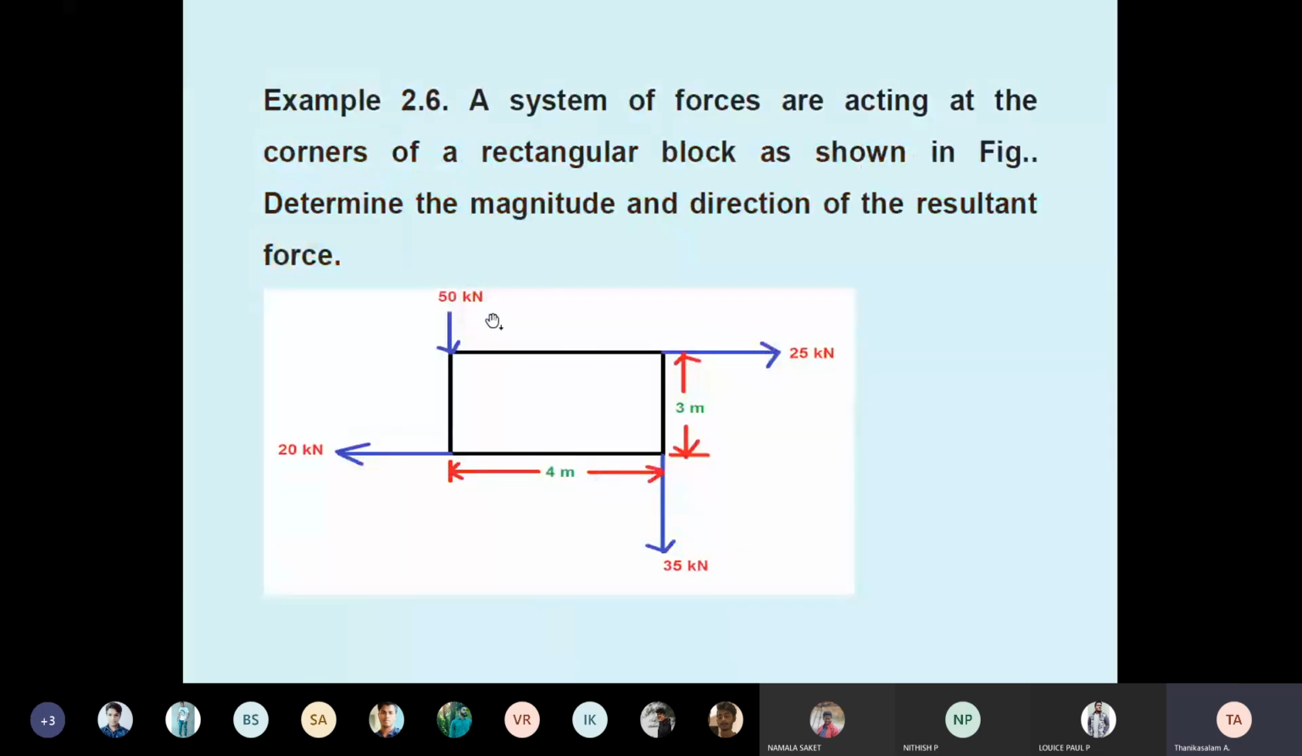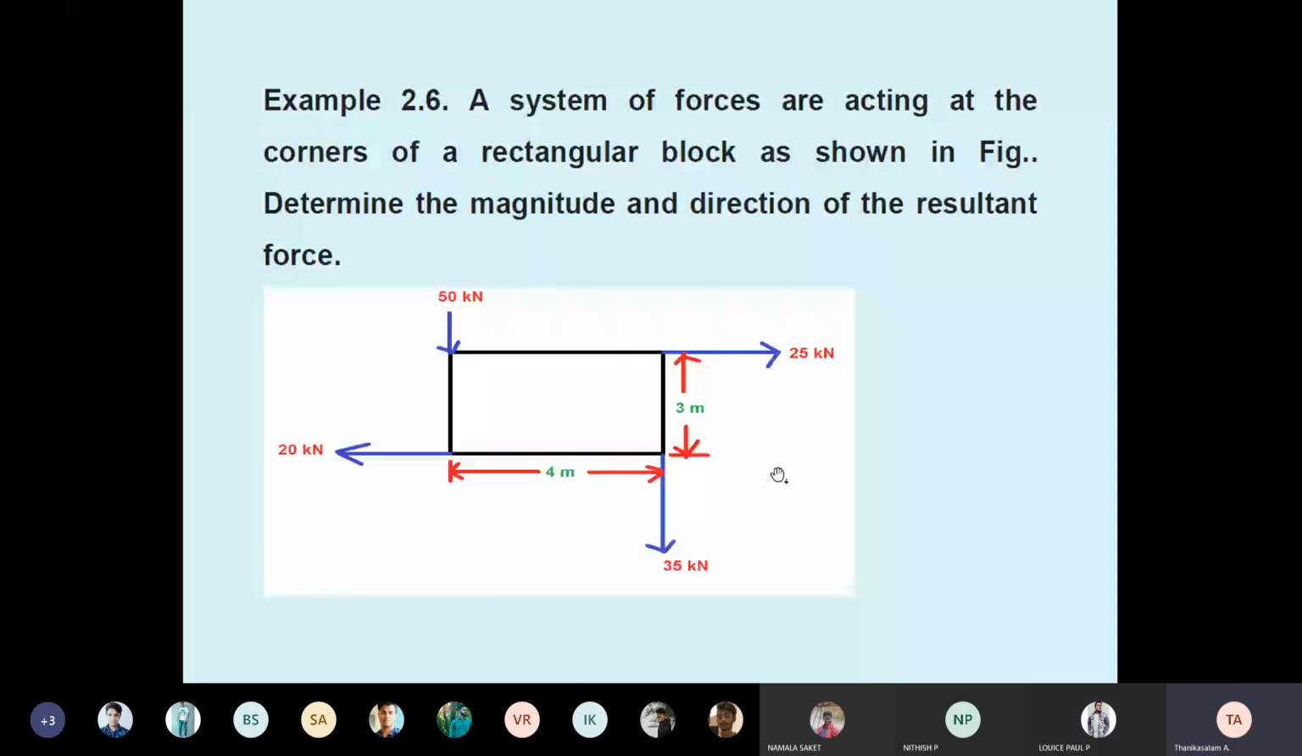Louis, can you tell me what are the horizontal forces here in this diagram? Yes, sir. 25 kilonewton and 20 kilonewton. Don't say it like that. Plus 25 kilonewton, minus 20 kilonewton. Why? Because the other 20 kilonewton is in the opposite direction, sir. Not opposite, but in the minus X direction. You always say plus X direction, minus X direction.